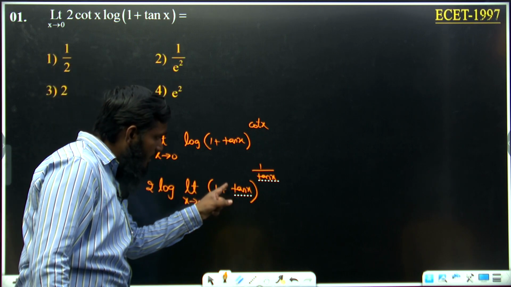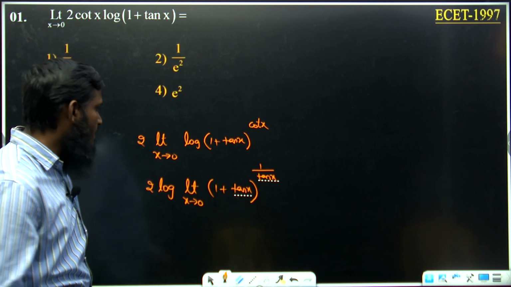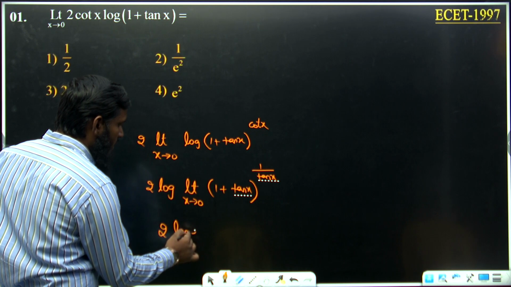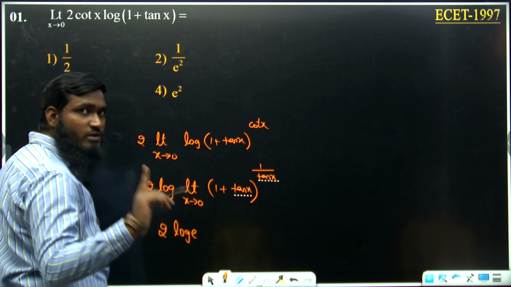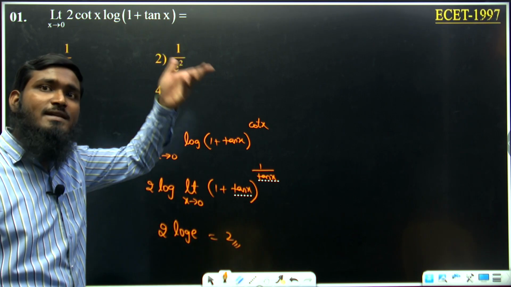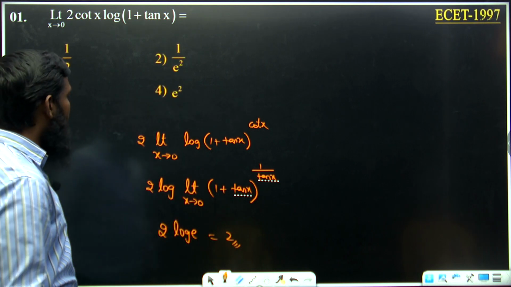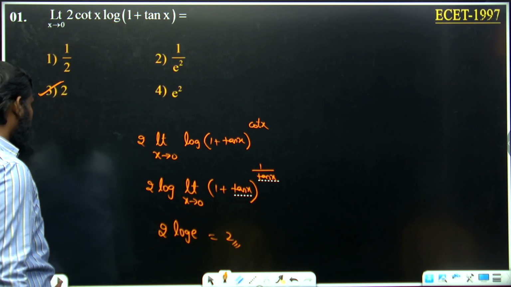So what is a value? 1, b value 1. A value 1, b value 1 over here. So what can we write? 2 log we have written as it is over here, e power ab. Ab means 1 into 1, 1 we are getting. Log e value is equal to 1. 2 into 1 is equal to 2. Okay. So either by the TSR we have taken we can solve this question, or else by using the other formula. So we are getting the answer as 2. 2 means let us go with option number 3.